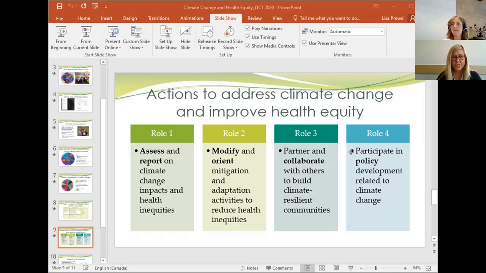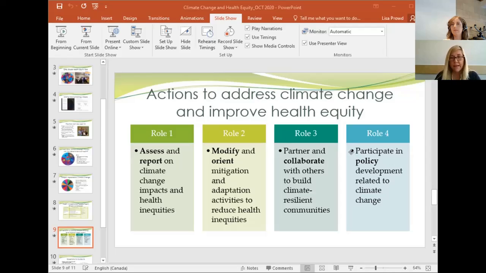So just to go through each of them briefly, the first role is to assess and report on climate change impacts and health inequities. This refers to utilizing assessment and surveillance tools for health equity in order to collect data and communicate the impacts of climate change with an equity lens. So for example, tracking deaths caused by extreme heat among individuals living in low-income neighborhoods, or perhaps looking at mental health impacts of climate change among socially disadvantaged populations.